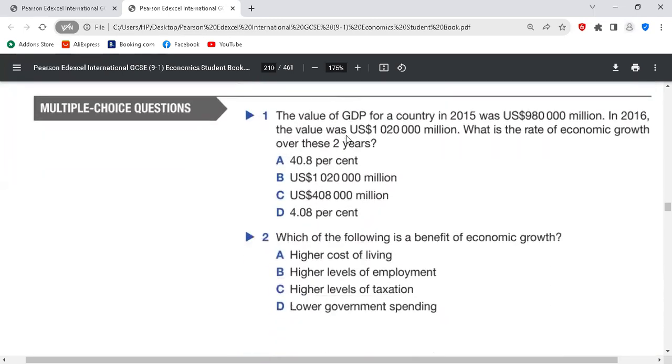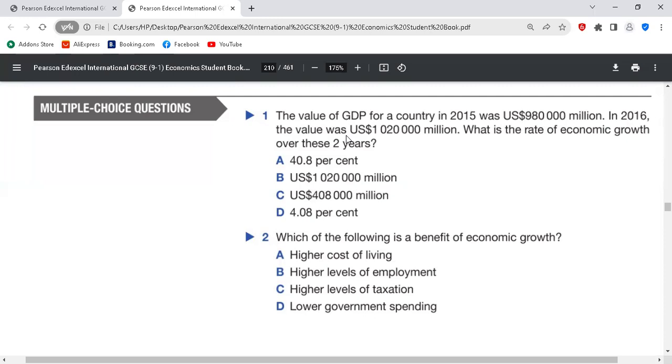This is a calculation. The value of GDP of a country is 980 million in 2016. The value was 1.02 billion in 2018. What is the rate of economic growth over these two years? We subtract 980 million from the later value, because they want the economic growth rate.